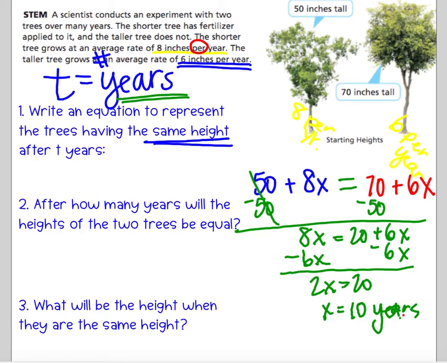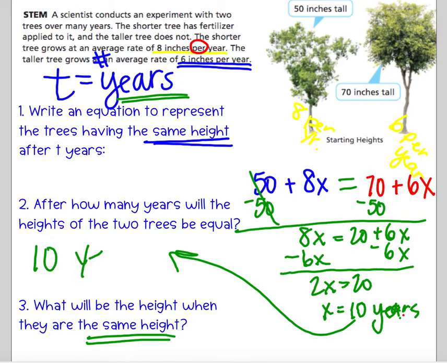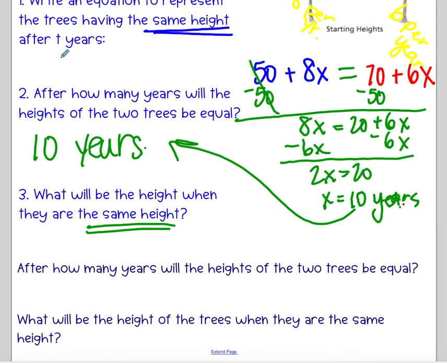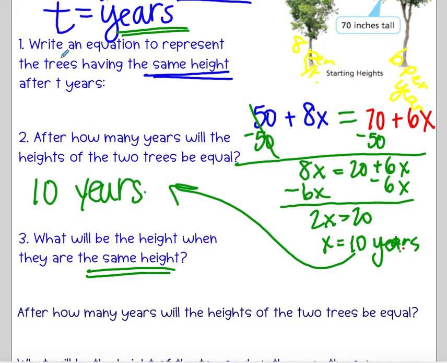What will be their height when they are the same? Oops, look, we skipped this one. After how many years will the heights be the same? 10 years. And in 10 years, what will that height be? Well, let me scroll up. After how many years will the heights be equal?